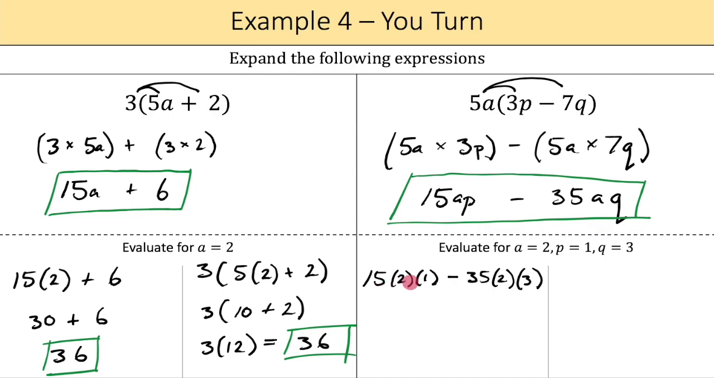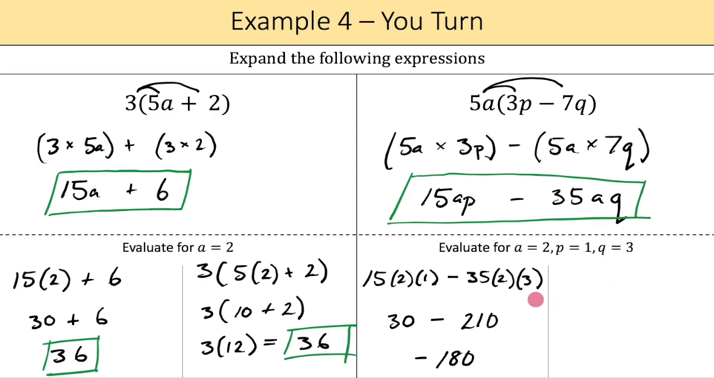So I'm going to go 15 times 2 times 1. That is going to be 30. Then over here, I'm going to get 35 times 2, that's 70, and then 70 times 3, that's 210. Now I have to subtract these from each other, and what I'm going to end up with is negative 180. There you go. So that's quite a hairy looking number.